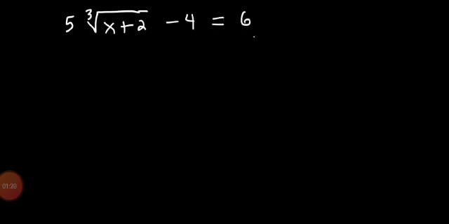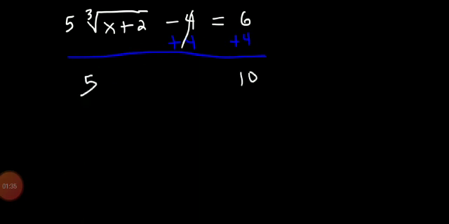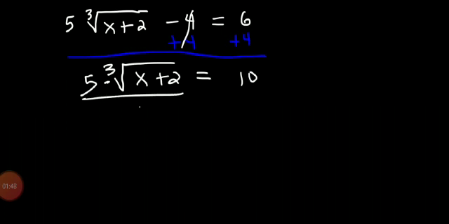Try question number 2. Now this is with a cubic root. First the minus 4 we will shift to the other side. It will become positive 4, and then the sum of 6 and 4 is 10. 5 into the cube root of x plus 2 is equal to 10. Before removing the cubic root we have to shift the 5 to the other side. If you are not shifting, then we have to take the cube of 5 also.